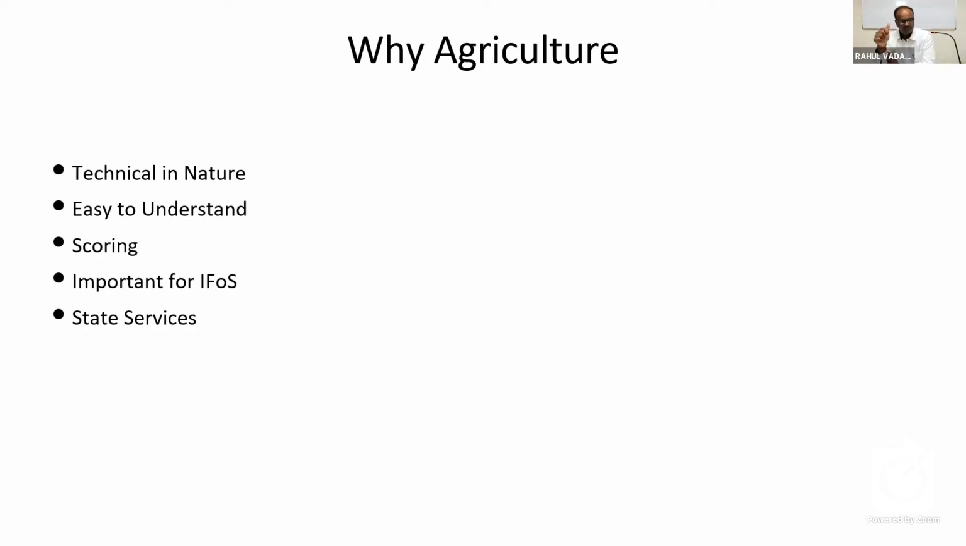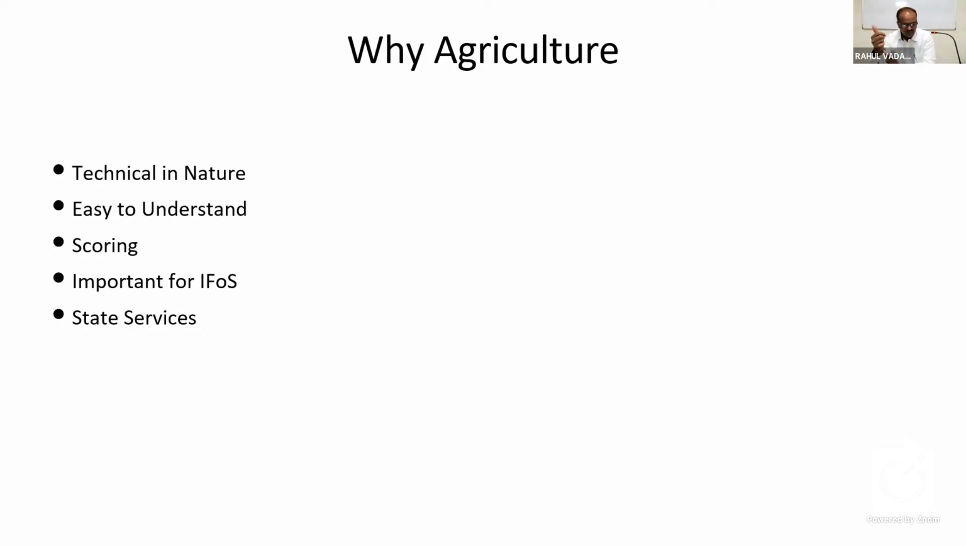Third, why agriculture? First, we said it is technical in nature. Second, it is easy to understand. Third, it is scoring. On average, you can get at least 250 marks if you study for three months in a good way. But for more than that, you have to do more.